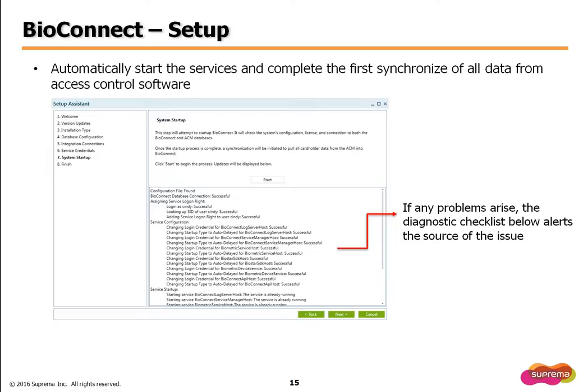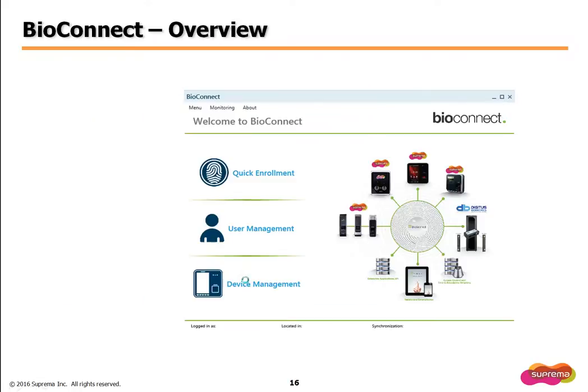The final stage is to start integrating between the access control system and the BioConnect. When you hit the start button, it will automatically start the services and complete the first synchronization of all data from the access control side. If any problem arises, the diagnostic checklist below shows the source of the issues, so customers can track down what the problem is. But most likely you won't get an error, but if you do encounter any error, you can read it and check where it went wrong.